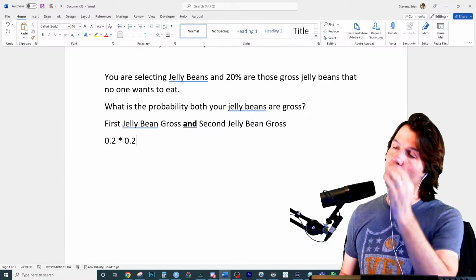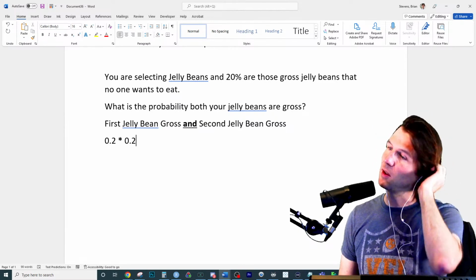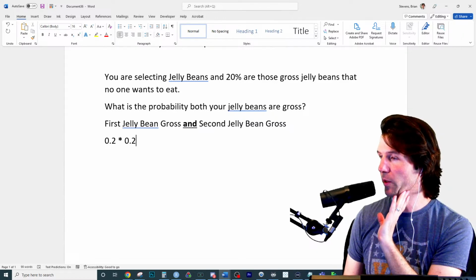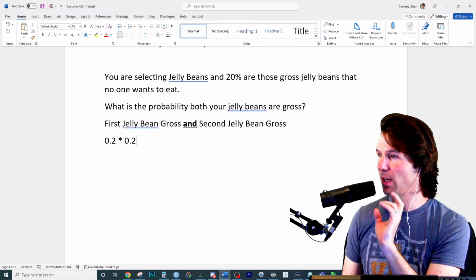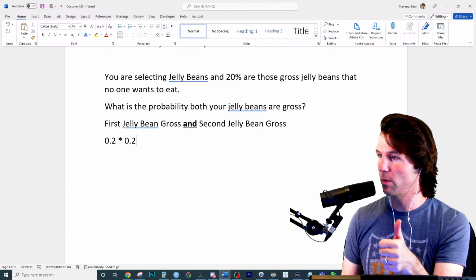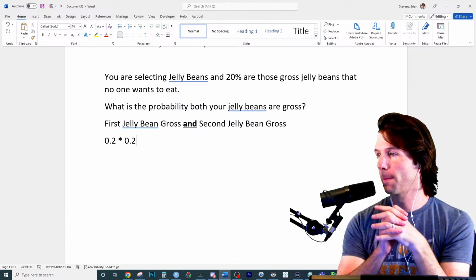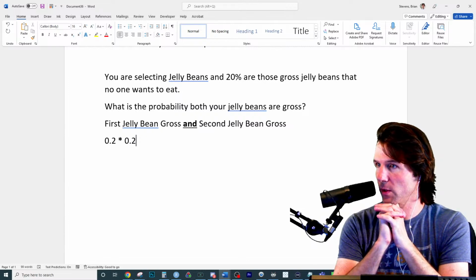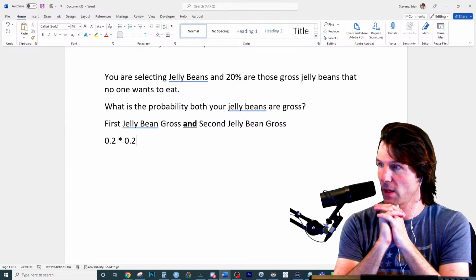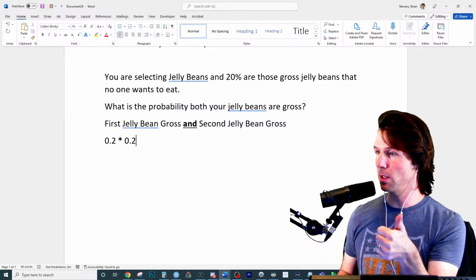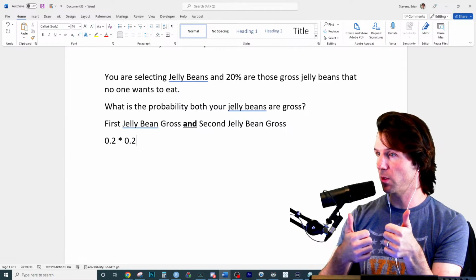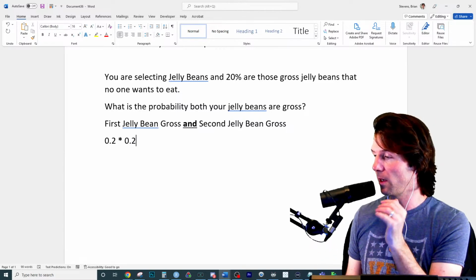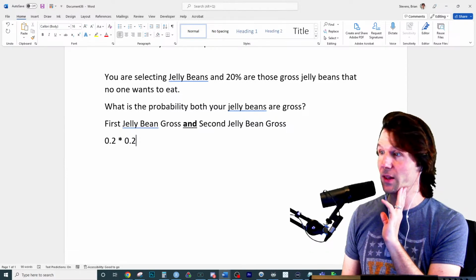Are these disjoint or not disjoint? So you have to ask, could the first jelly bean be gross and the second jelly bean be gross? That'll answer disjoint or not disjoint. They are not disjoint. Not disjoint means if one jelly bean is gross, then the other jelly bean could also be gross. So they're not disjoint because they could, and so we can't add them, correct.